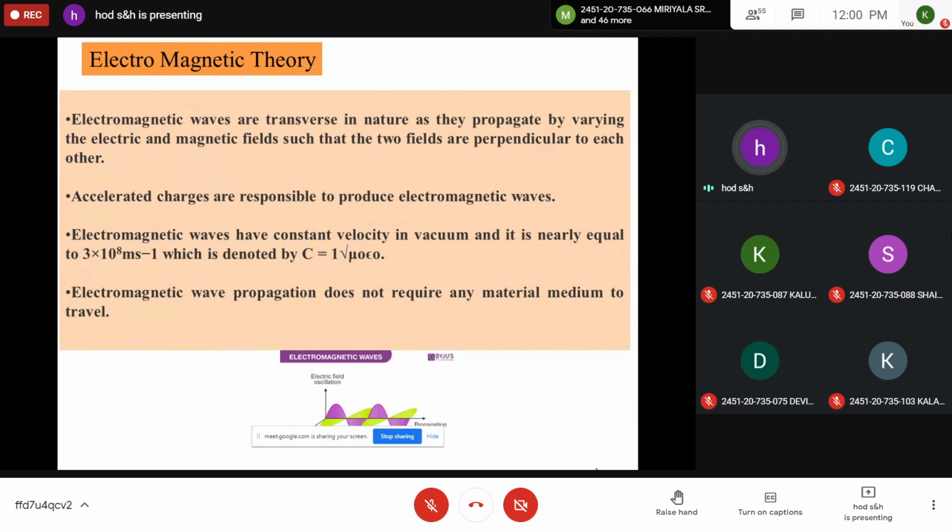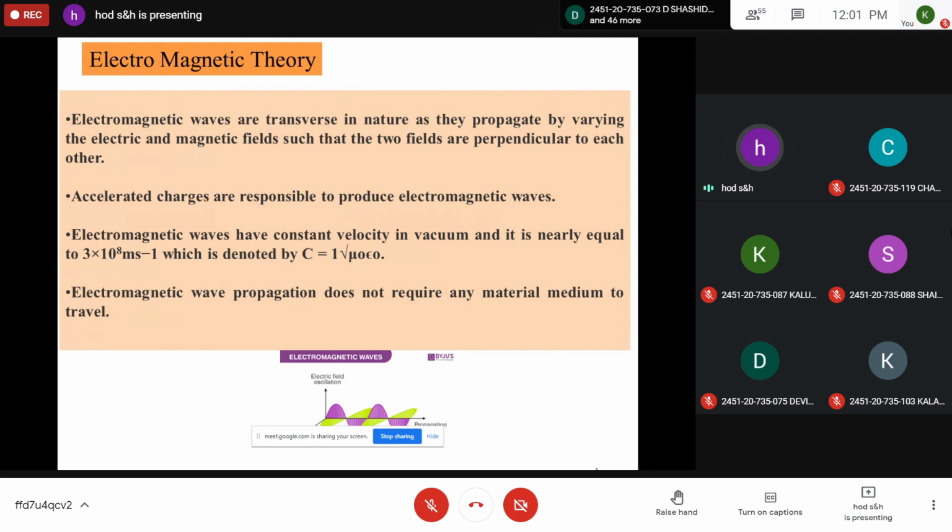Generally, accelerated charges are responsible for producing electromagnetic waves. Even light is electromagnetic in nature, because it travels at a speed of 3 × 10^8 meters per second. They have constant velocity in vacuum, nearly equal to 3 × 10^8. The light rays coming from the sun are electromagnetic because they have to travel lakhs of kilometers through space. The velocity is 3 × 10^8 meters per second.